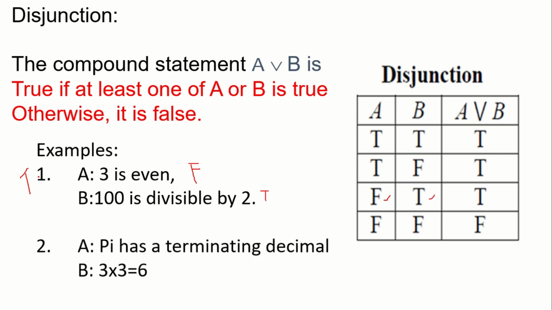Pi has a terminating decimal, which is false. Pi doesn't stop. 3 times 3 is 9, so it is not 6. Again, this is false. So the overall statement is false, because both of these statements are false. Again, if at least one of these two propositions is true, then it is true. Otherwise, it is false.